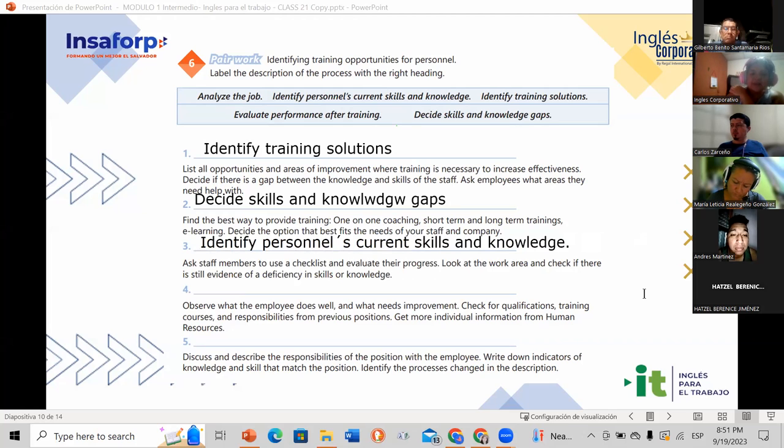It says, as staff members use checklists and evaluate their progress, look at the work area and check if there is still evidence of a deficiency in a skill or knowledge. Okay. Performance after training.